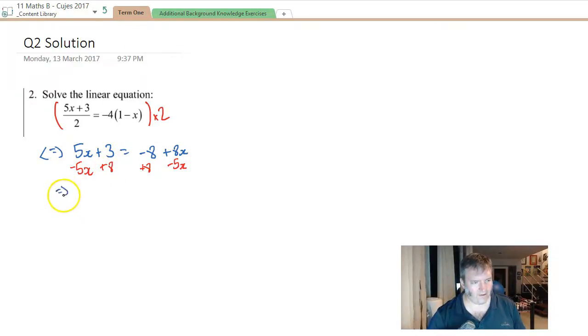What have I got now? Excuse my poor handwriting here. 3 plus 8 is 11. And that's equal to 8x minus 5x is 3x. Final step, to get x on its own, the opposite of multiplying by 3 is to divide by 3. So x is going to equal 11 over 3.